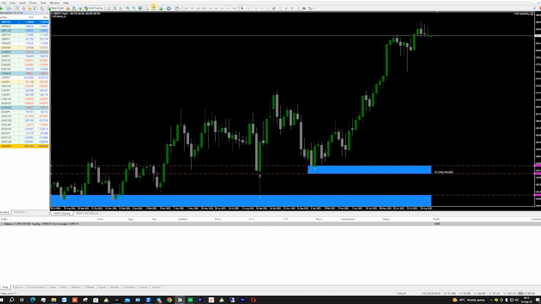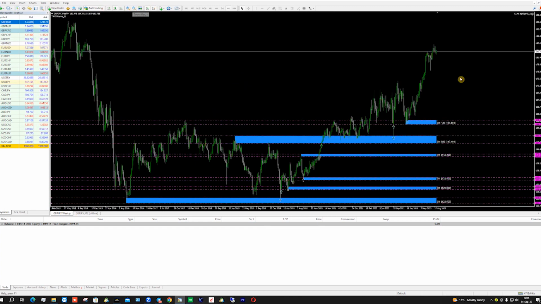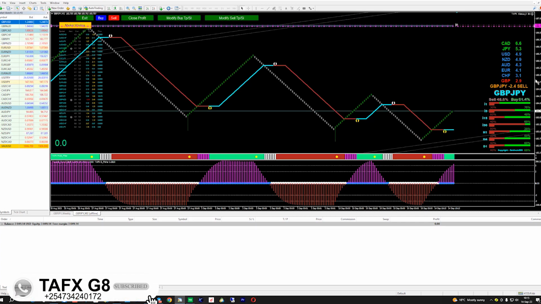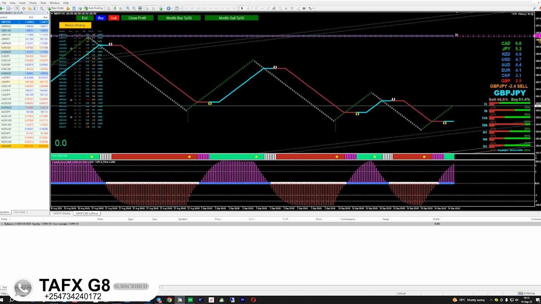Let us go to weekly. In the weekly time frame, we are in a buy. This is a buy, and remember, we must confirm with our Renko. As you can see here, there is no support to tell us that this is a buy.